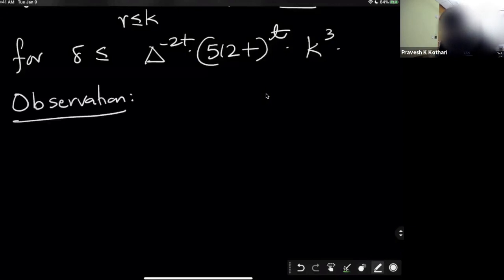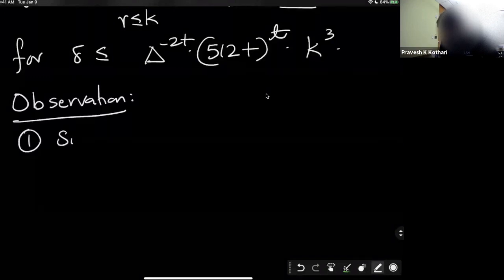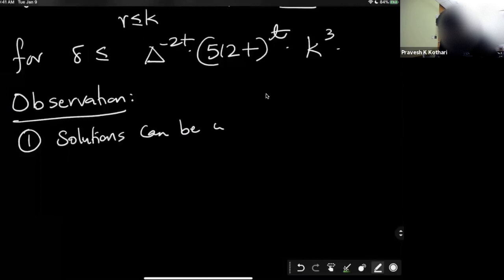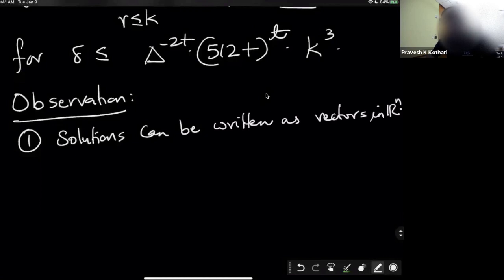First, the purported solutions can be written as vectors in R^n. So what are the kind of solutions I'm hunting for? I'm hunting for clusters. Even though they were subsets of points, I want to point out that they can be seen as just vectors in R^n. Why is that true?